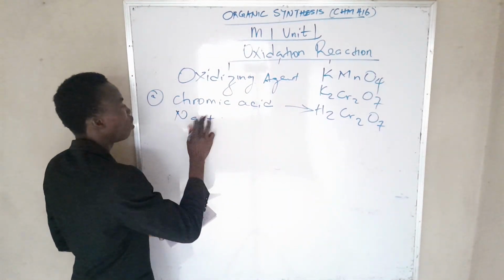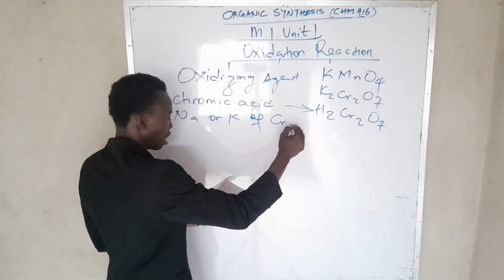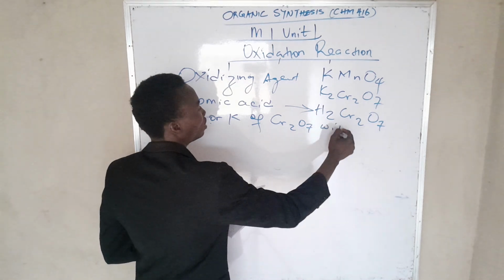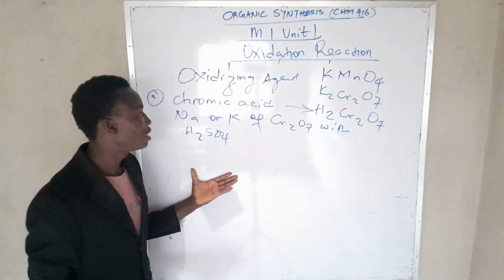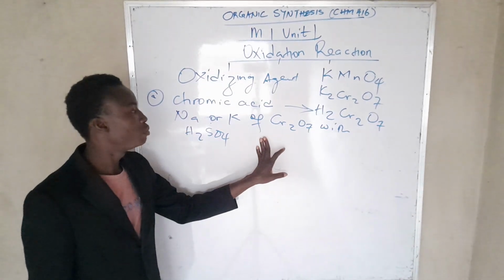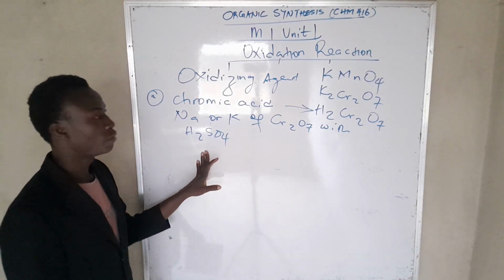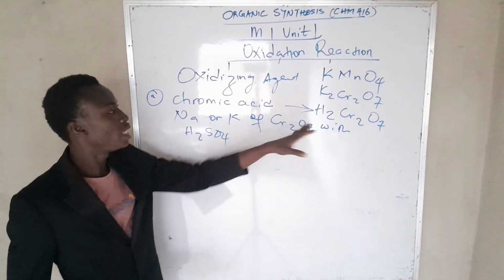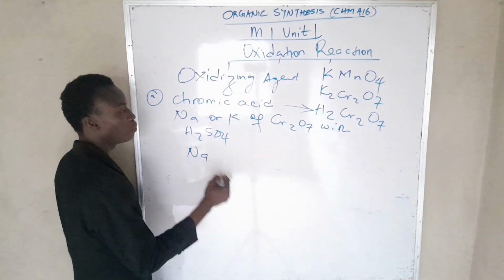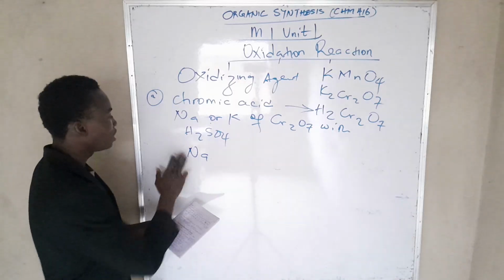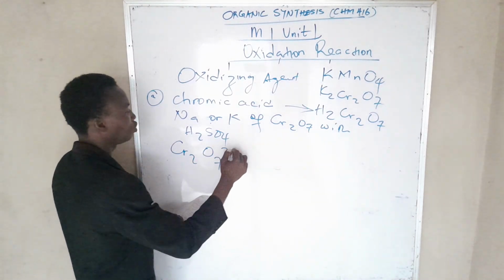heating sodium, or we make use of potassium, Cr2O7 with H2SO4. I think this is quite simple to understand: when you use sodium or potassium Cr2O7 with H2SO4, that is when you are going to obtain this compound, which is the chromic acid. So there's a replacement reaction that takes place there. Let me give you the full equation, where you have Cr2O7 2 minus.